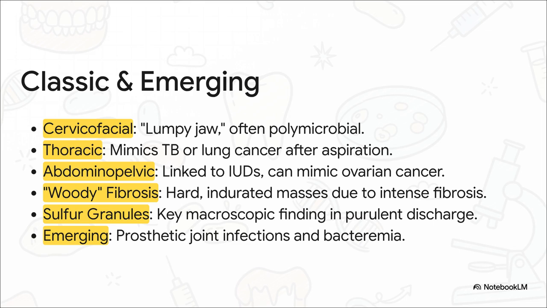In the pelvis, it has a famous link with long-term IUD use, where it can create masses that look scarily like ovarian cancer. The absolute hallmark of these infections is this intense, hard, woody fibrosis, and, if you're lucky, finding those macroscopic sulfur granules in the pus. That's a critical clue for the surgeon and the lab.